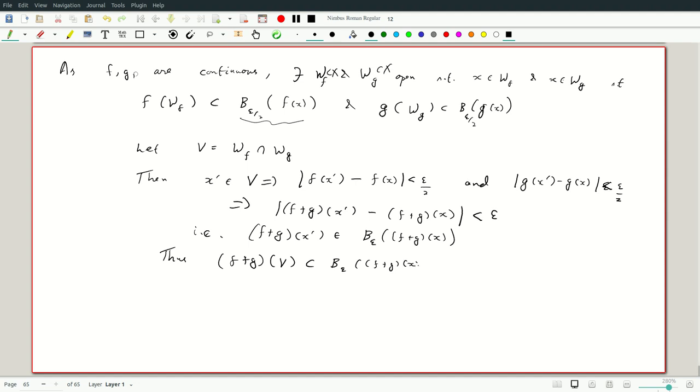Of (f plus g) of x, and we can also see that x belongs to V. By construction, it belongs to both of these, and V is open because it's the intersection of two open sets, as required. So this is our usual analysis proof, simply translated a little bit.